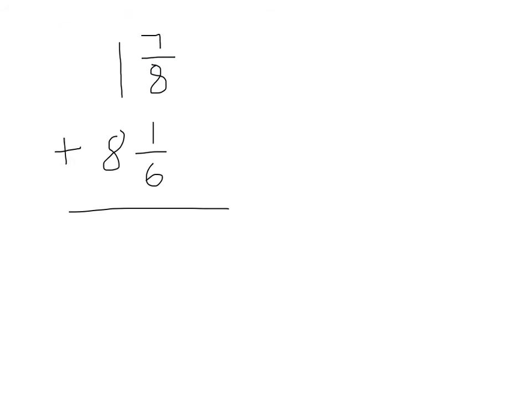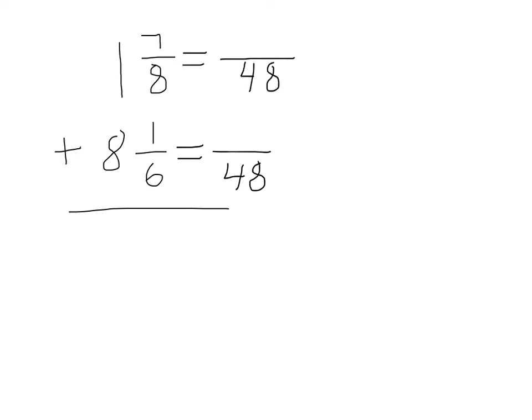Here's our second example. I see that I have 7/8 and 1/6, and I need to come up with common denominators there. And remember, we can do quick common denominators by simply multiplying both denominators by themselves. So I know that 8 times 6 equals 48. So that becomes my common denominator.